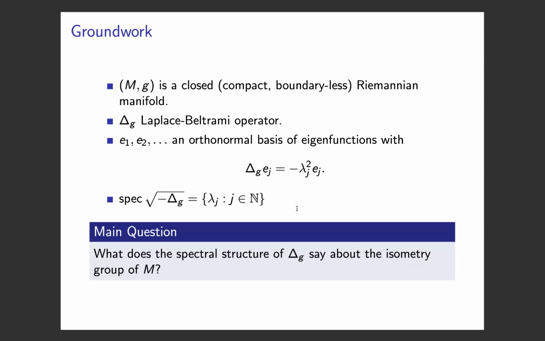And the principal question we're going to be addressing is, what does the spectral structure of the Laplace-Beltrami operator say about the isometry group of the manifold?